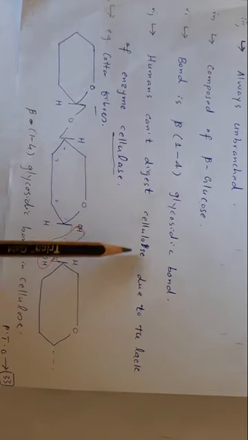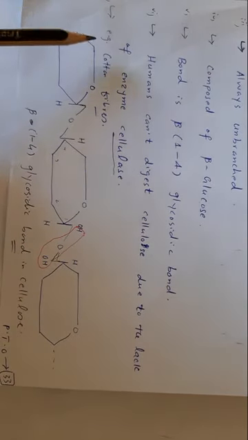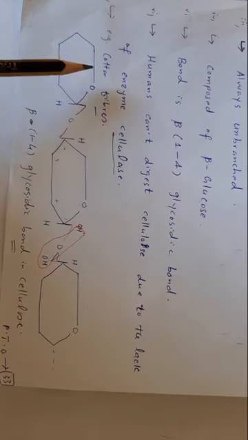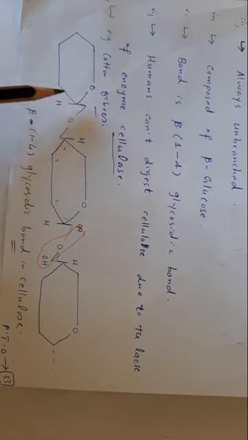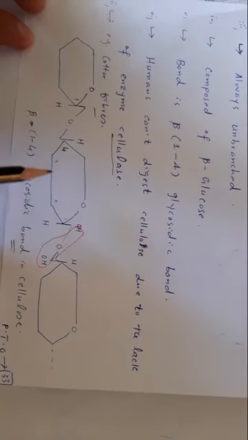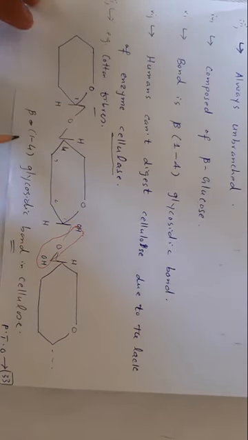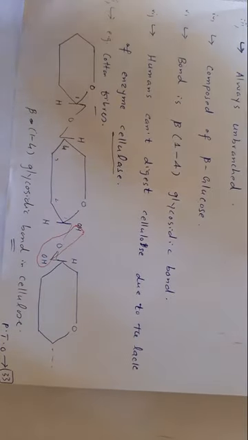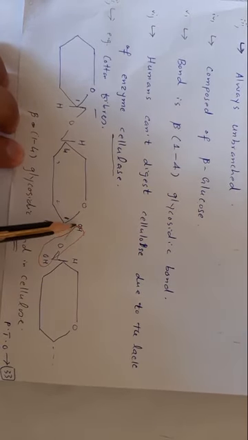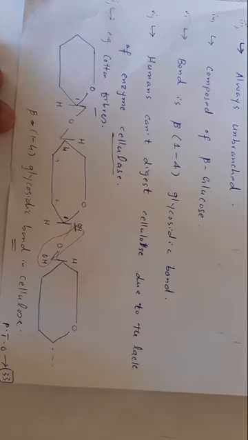Humans can't digest cellulose due to lack of the enzyme cellulase. Cellulose is present mostly in cotton fibers, for example. Now these are glucose units joined together by beta 1,4 glycosidic bonds. This is carbon number 1 and this is carbon number 4 of another glucose. As the hydroxyl group is above the plane, it is a beta 1,4 glycosidic bond in cellulose.